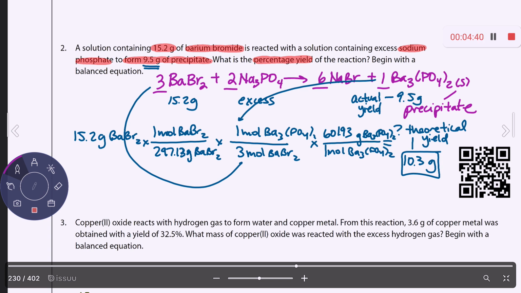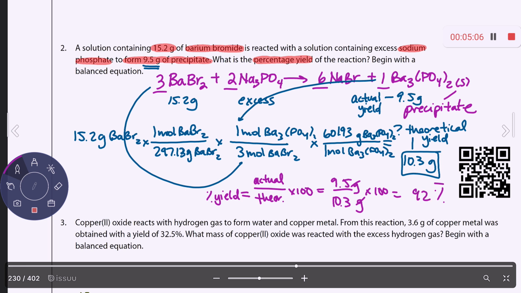And your percent yield would be the actual divided by the theoretical times 100. So this is going to be 9.5 divided by 10.3. Grams will cancel. Times 100. Your unit here will be percent. So 9.5 divided by 10.3 is 92%.